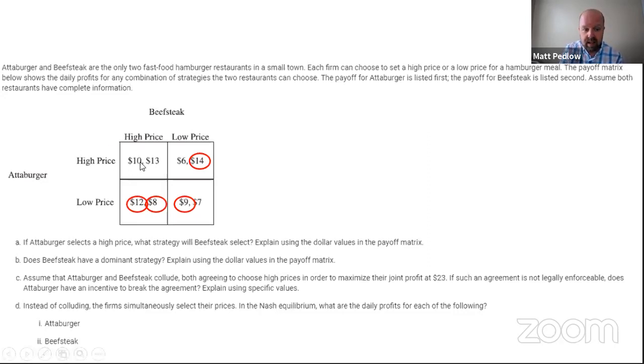Let's both go high, right? You get 10, I get 13. And if you look, that's the highest profit for both of us. So Beefsteak says, this is great, right? We're both going to go high.